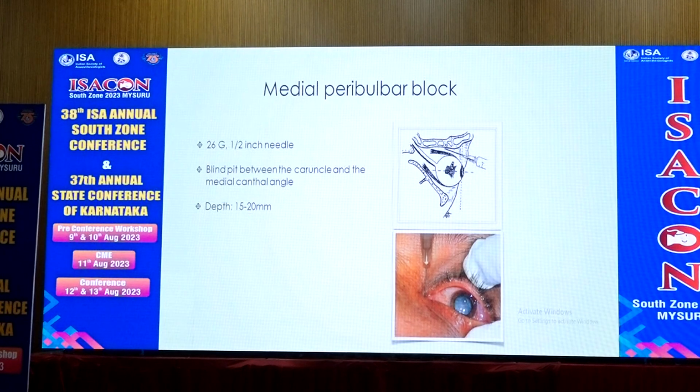So, the safe site that has been recommended now is the medial peribulbar block, that is administered with a 26G half-inch needle that is passed between the blind pit and the caruncle and the canthal angle. Shortly I will be sharing a small video where you can understand much better. The depth of the needle passed can be somewhere around 15 to 20 millimeters.